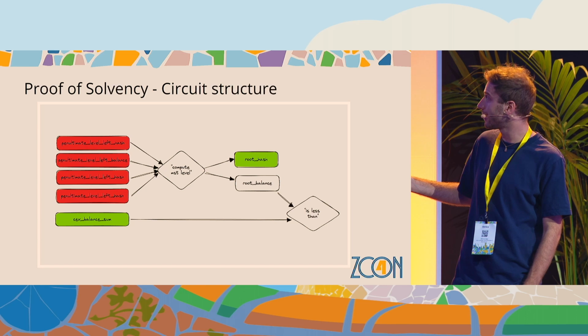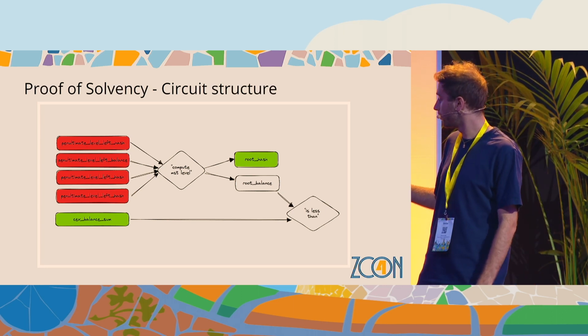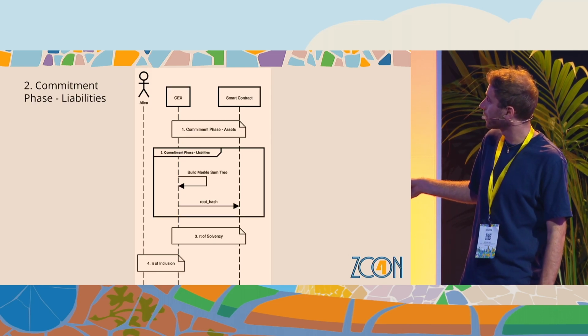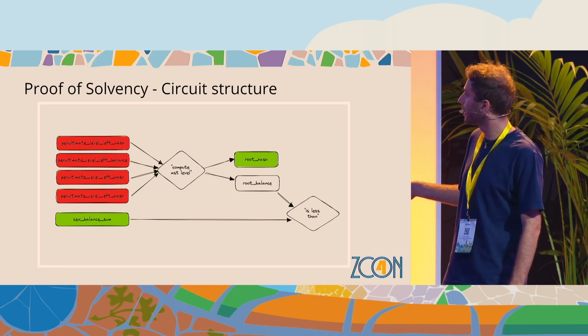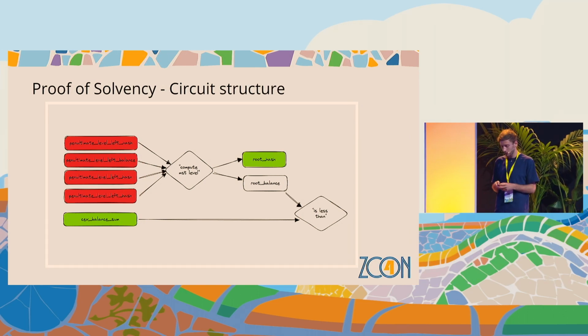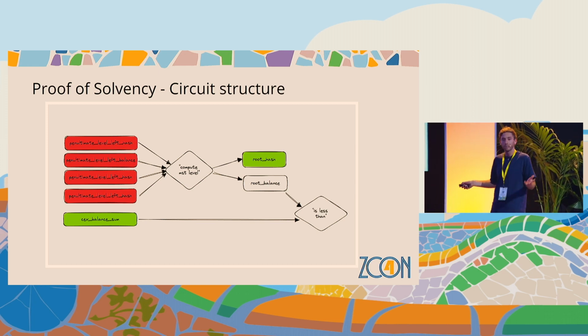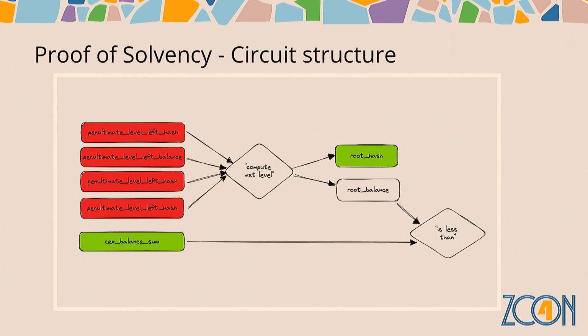We compute the last level to get to the root hash and the root balance. We expose the root hash as public input to the circuit, which will be checked against the one committed in phase 2. And we also check that the root balance is less than the CEX balance sum, which is another public input of the circuit. It's important to note that this input can be hard-coded by the centralized exchange. They can put whatever here.